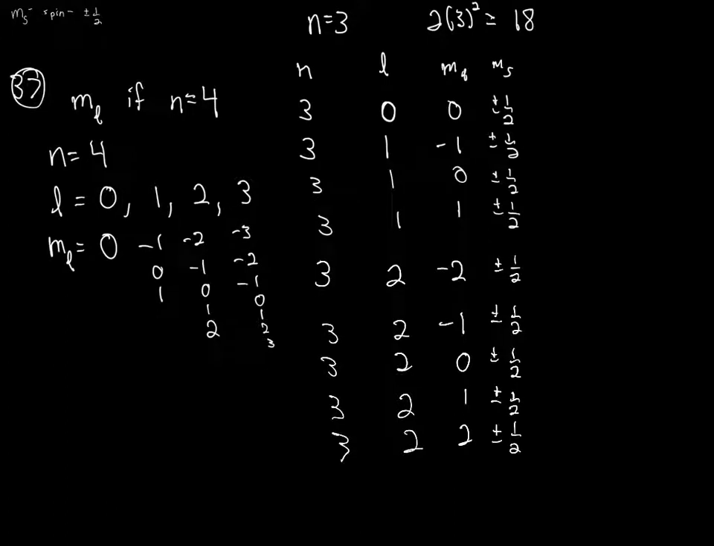How many more electrons was that? 2, 4, 6, 8, 10. How many do I have total? 2, 4, 6, 8, 10, 12, 14, 16, 18. There's my 18 electrons. That's all of them.